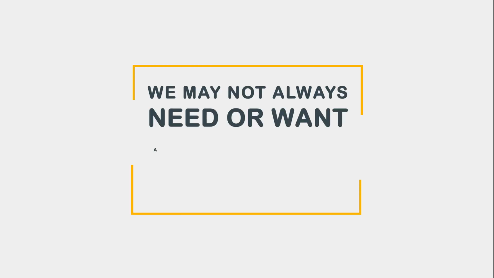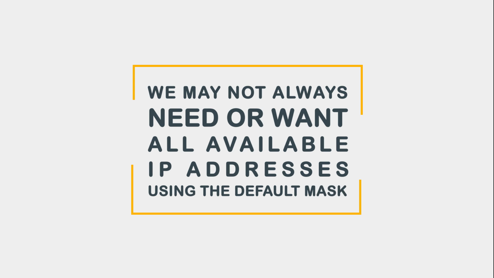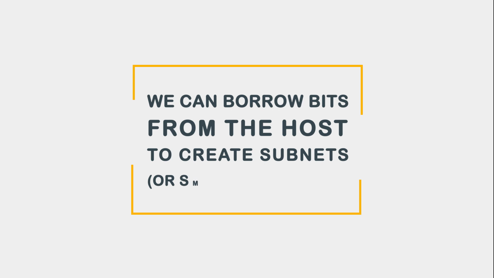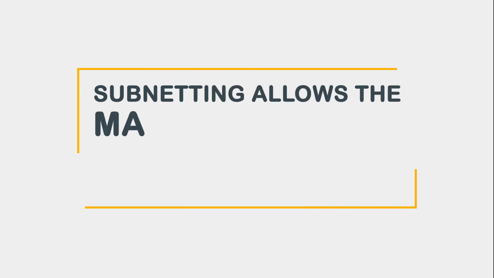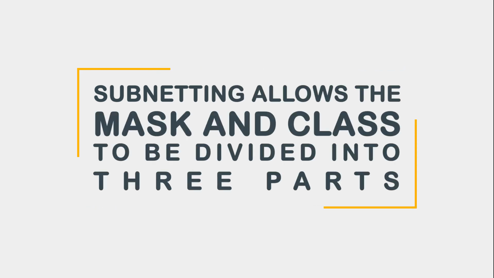We may not always need or want all available IP addresses using the default mask. In these cases, we can borrow bits from the host to create subnets, or smaller networks. This concept is referred to as subnetting, and it allows the mask and class to be divided into 3 parts. Let us explore some basic subnetting concepts.